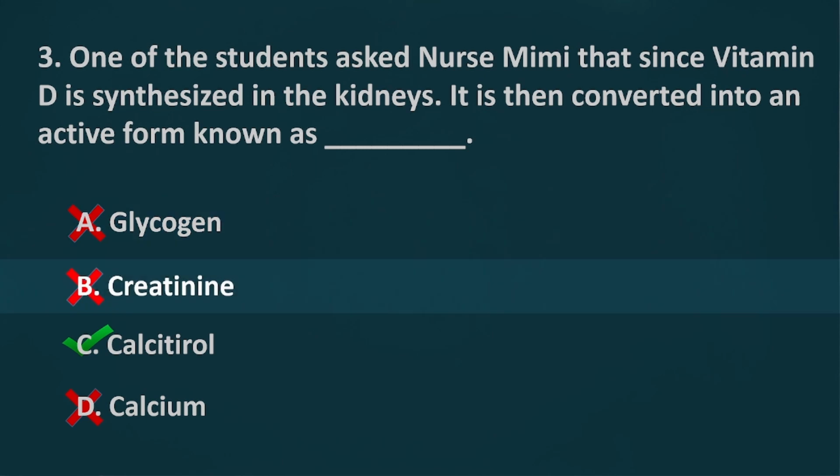energy reserve. Creatinine is a waste product in your blood that comes from normal muscle wear and tear. Calcium is a mineral that helps in maintaining healthy bones and is not an active form of vitamin D.